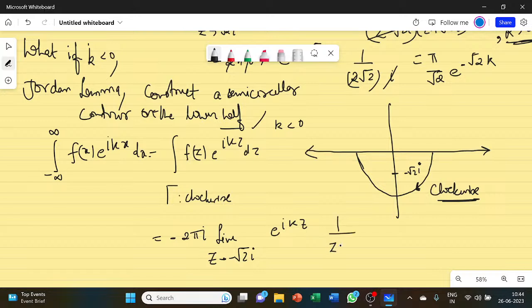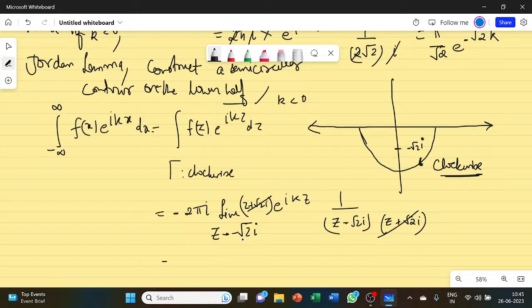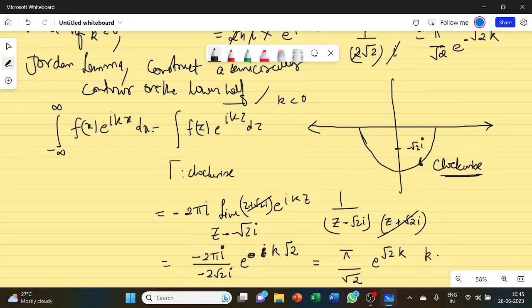1 upon z square plus 2. I'll write z minus root 2 iota into z plus root 2 iota; z plus root 2 iota will get cancelled, because you have to write z plus root 2 iota in order to evaluate the residue. So this gets cancelled. There is a negative, and then there is a negative also. So if I write minus root 2 iota here, this will be minus 2 pi iota divided by minus 2 root 2 iota, and here I'll get e to the power iota k times minus root 2 iota. You see, iota square is minus 1, and the minus would get absorbed. So basically you will get pi upon root 2 e to the power root 2 k when k is less than 0.